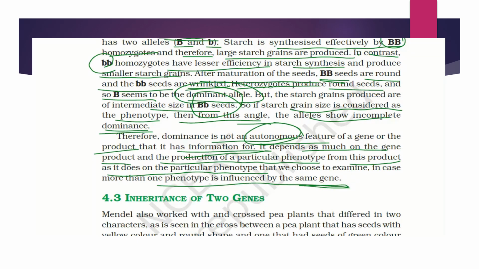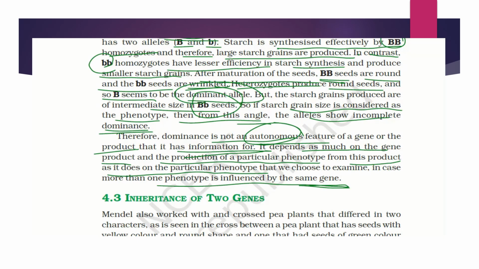So we have seen that more than one phenotype, like the AB blood group system, is influenced, and in plants also, red and white flowers gave rise to pink flowers. So dominance is not the only autonomous, independent factor. All are depending on each other for the production of the phenotype, influenced by the same gene. So is it clear?